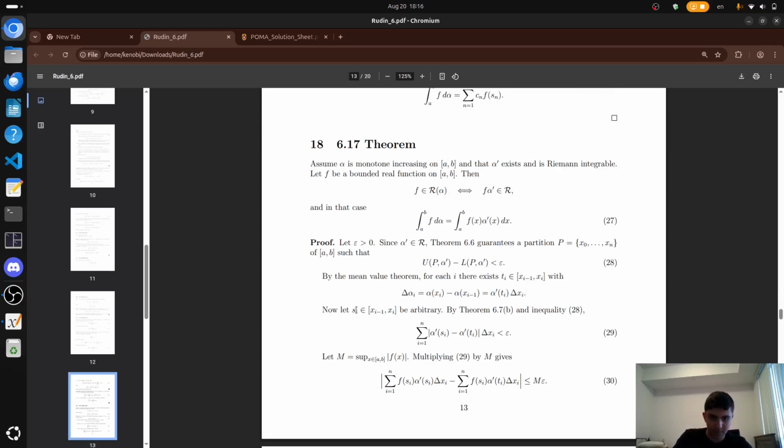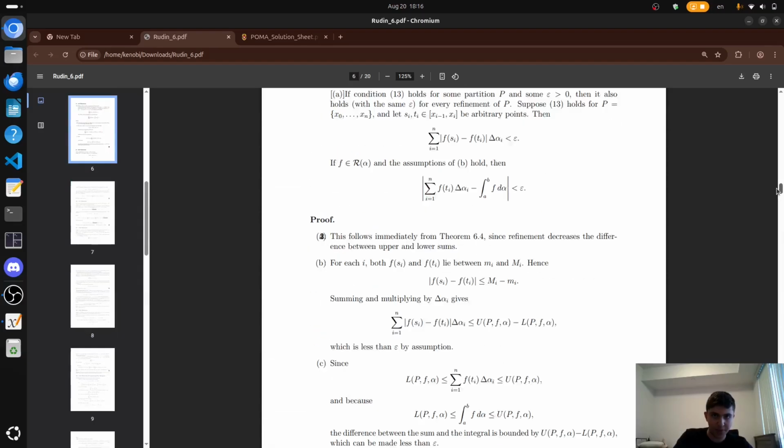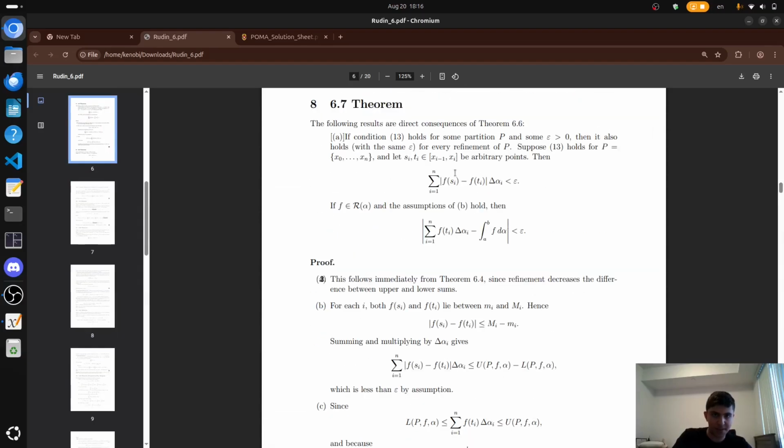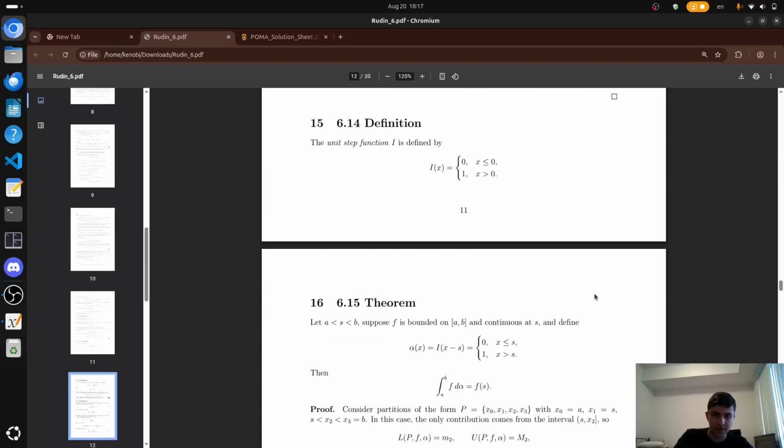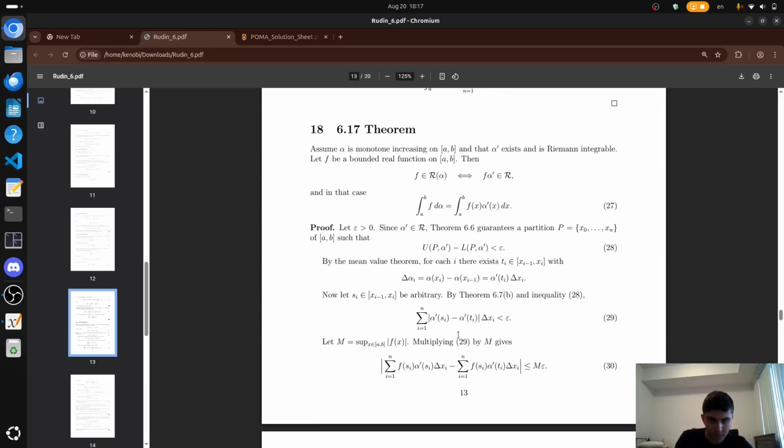Okay. Now let si be in xi minus 1 to xi, arbitrary. By theorem 6.7b and the inequality, which is, again, let's just go back, this property over here that the sum of f of si minus f of ti times delta alpha i is less than epsilon, which is the thing we proved earlier. So we're using these two properties over here. This is going to be less than epsilon.